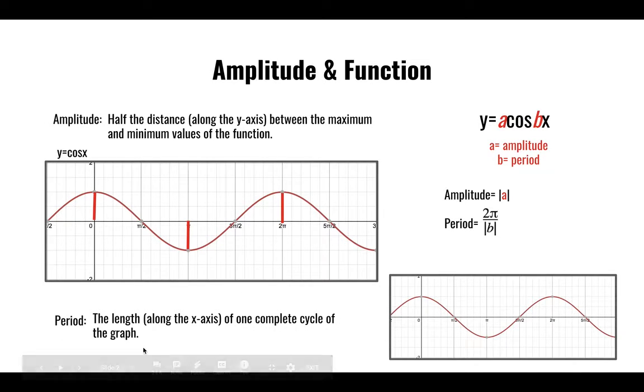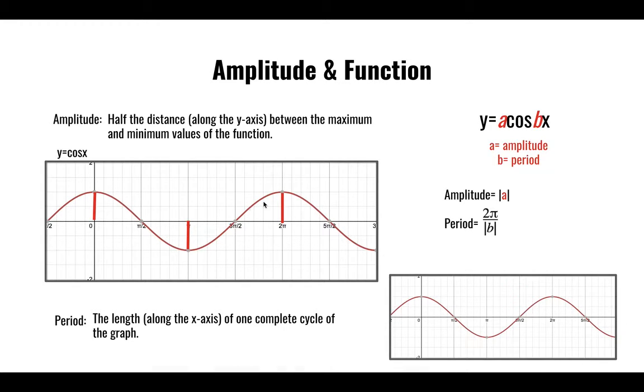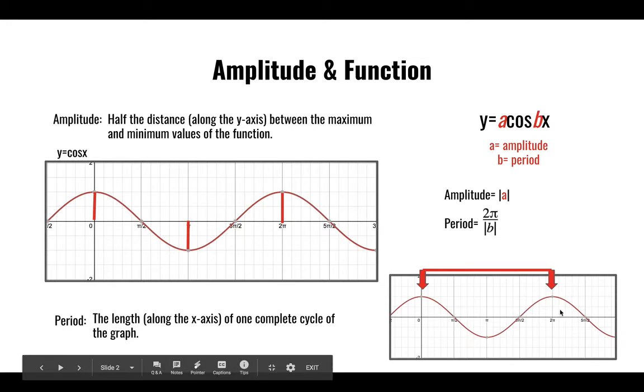So essentially, the period is the length along the x-axis of one complete cycle of the graph. In simple terms, it's the length from one peak to the next peak of the periodic function. Or right here, one peak right here and another. That's one period. And to find that, we need to look at this formula right here, which is 2 pi divided by the absolute value of b. So looking at this function, b represents 1, making the function have a period of 2 pi. Here, the peak right here and another peak, that's 1 period.